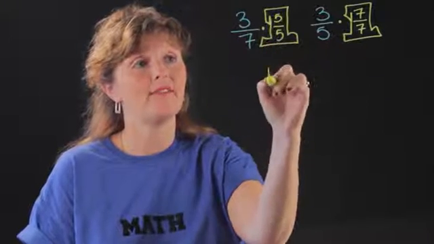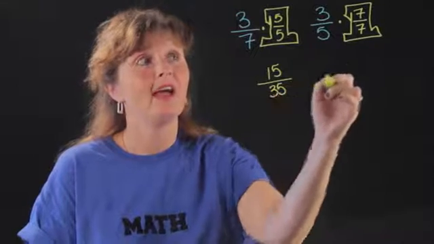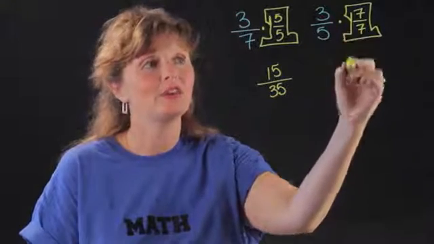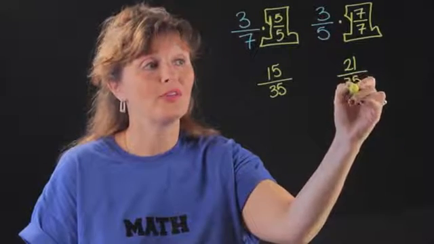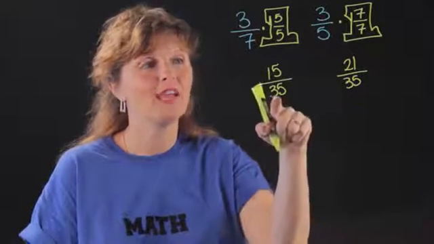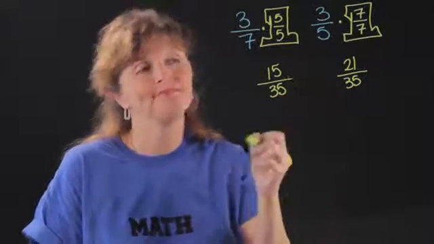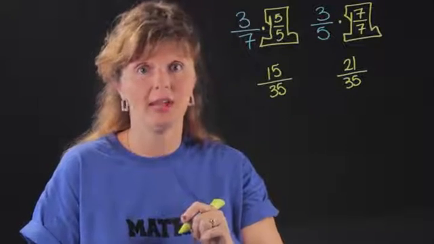multiply across and get 15, and multiply across the bottom and get 35, I look over here, I multiply across the top and get 21, across the bottom, also 35. And now I've changed both fractions so that now we have the same denominator, but different numerators. And now I can either add them or compare them.